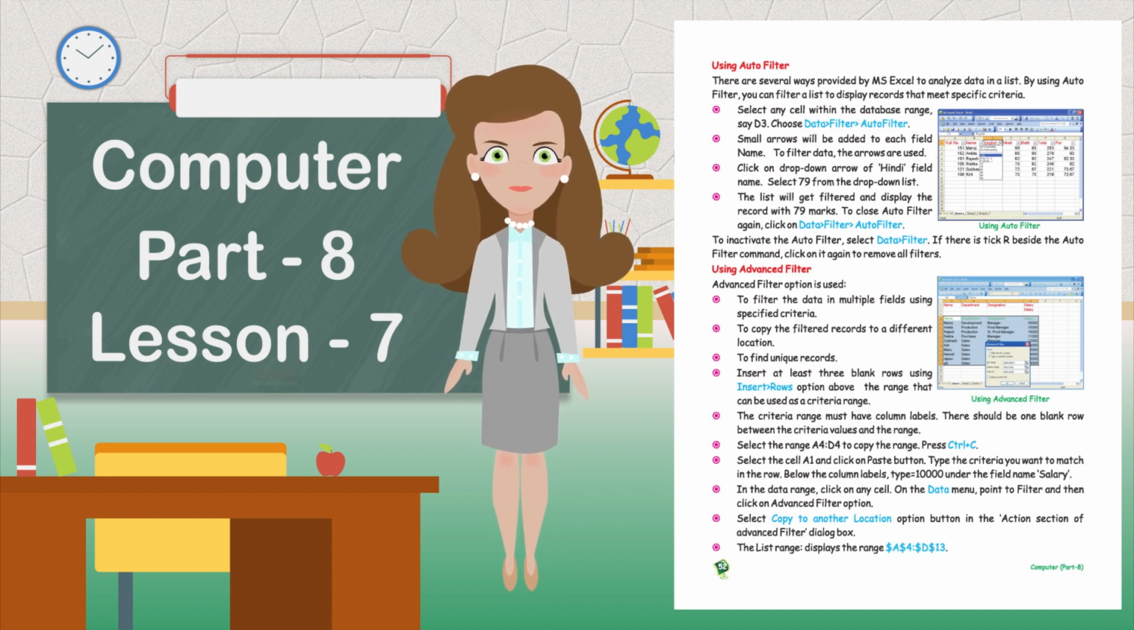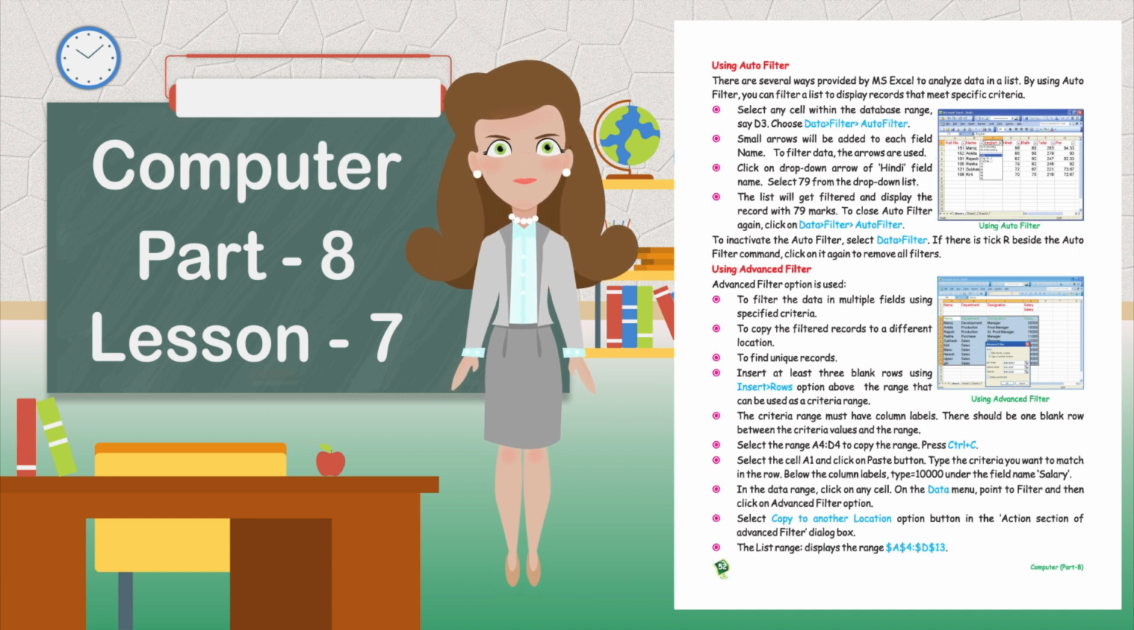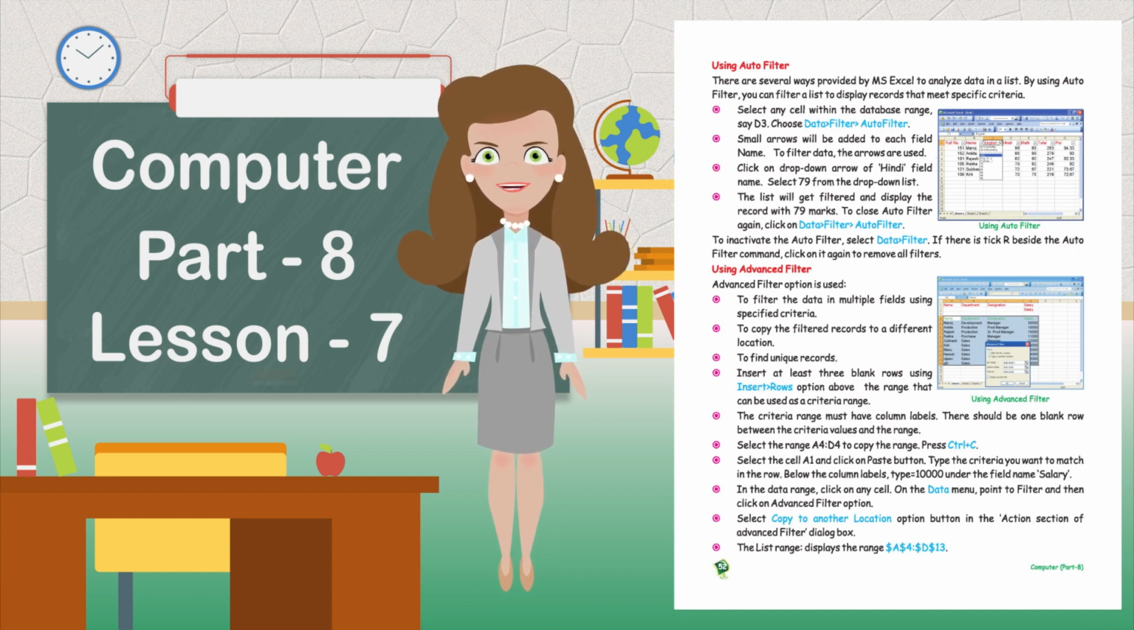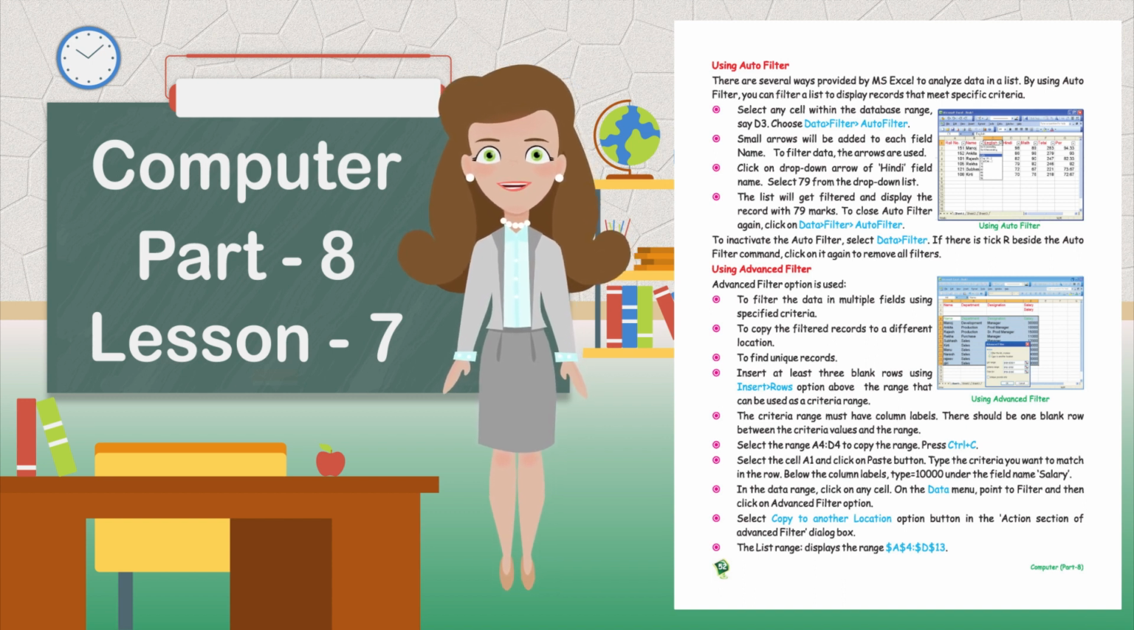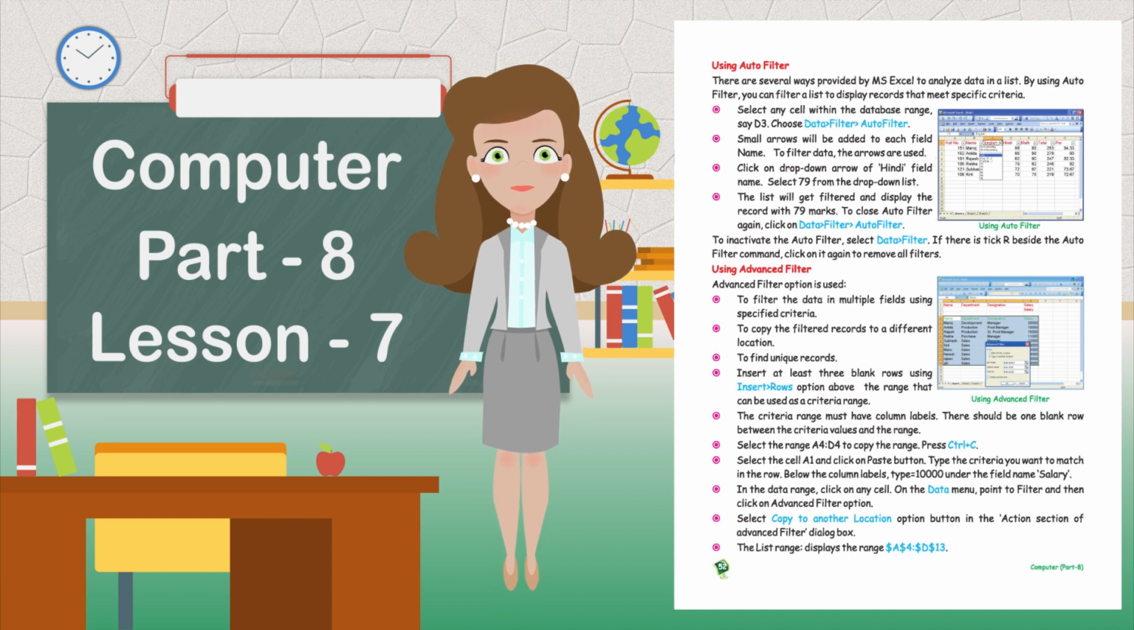Using Advanced Filter. The Advanced Filter option is used to filter the data in multiple fields using specified criteria, and to copy the filtered records to a different location. To find unique records, insert at least 3 blank rows using Insert, then Rows option above the range, that can be used as a criteria range.